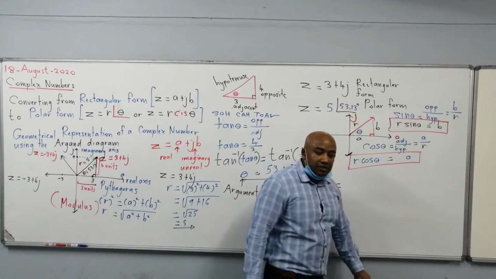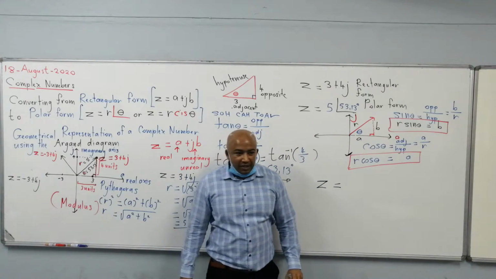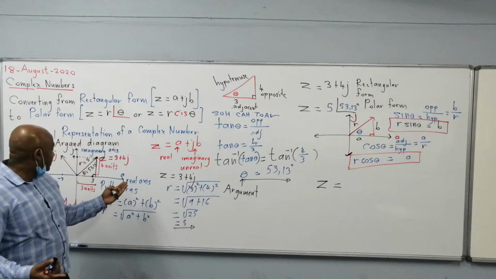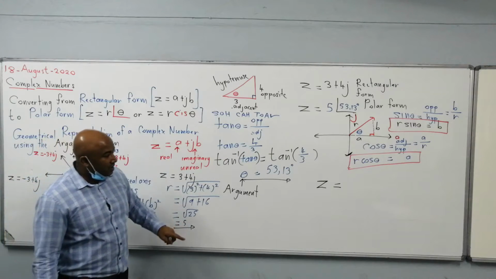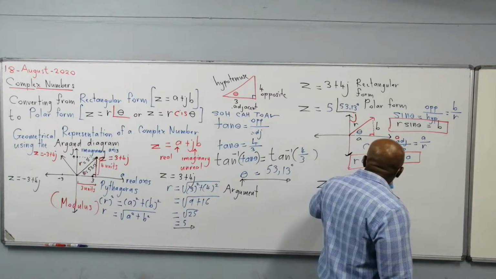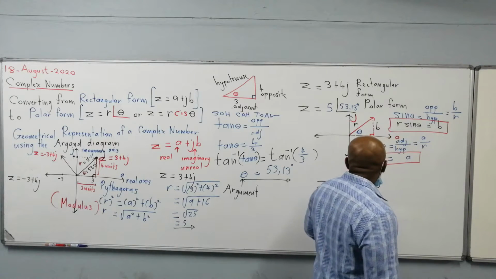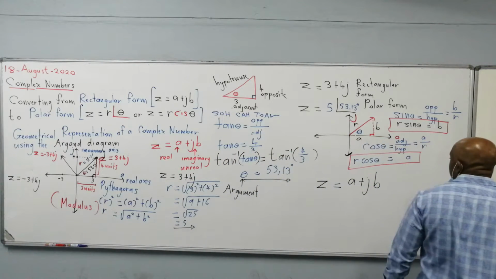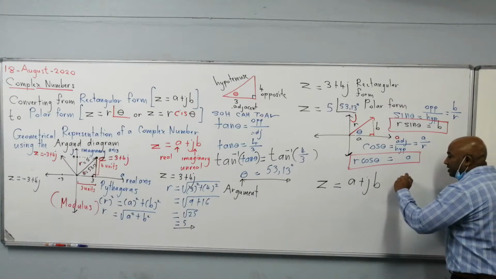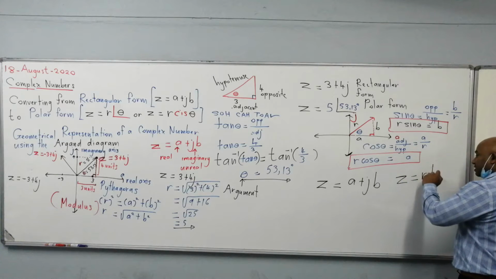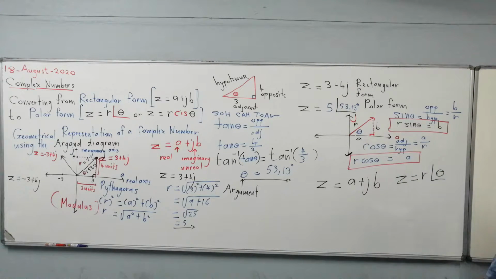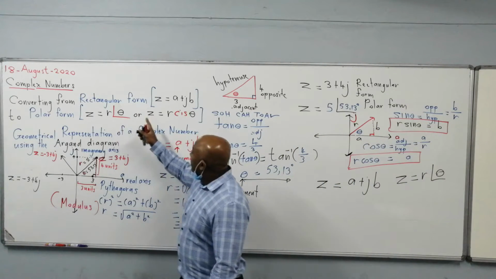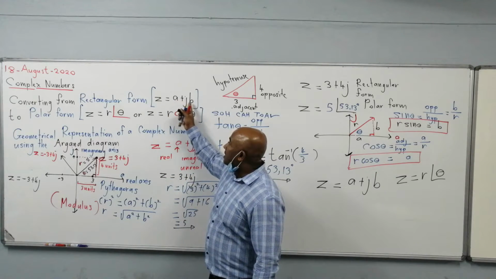So now, Z is equal to, let's go back to our rectangular form. Remember what was Z equal to in general? In general, I wrote it down that Z was equal to A plus JB. So therefore, I have my A plus J times B. Right. Now, in polar form, we wrote down Z was equal to R theta. Okay. So there is polar form, Z is equal to R theta. Rectangular form, Z is equal to A plus JB.